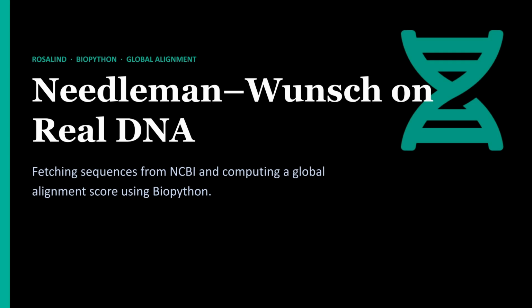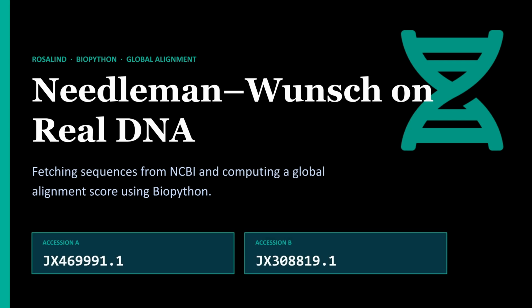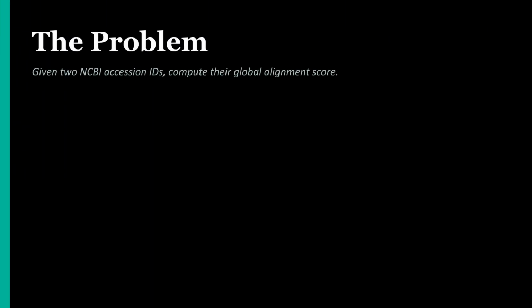Now that we know how the Needleman-Wunsch algorithm works, let's solve a Rosalind problem. In this problem, we are given two accession IDs, JX46999.1 and JX308819.1. These are identifiers for DNA sequences stored in the NCBI database.